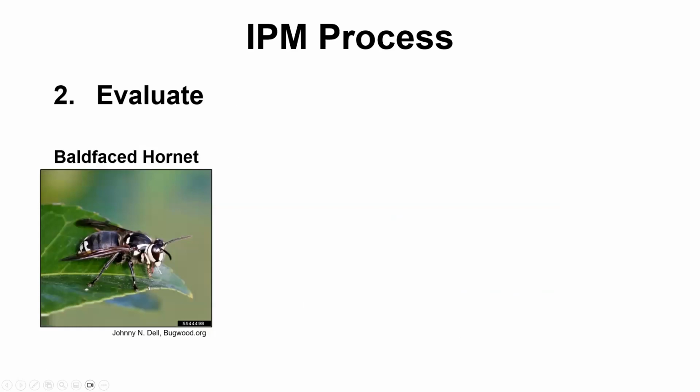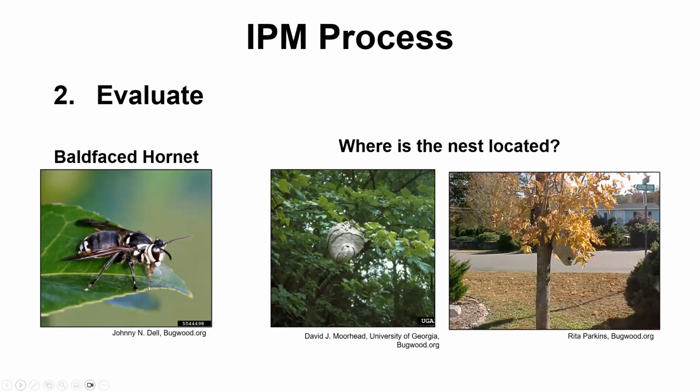All right, so the next thing is you're going to evaluate. So you have this pest. All right, do I want to treat it? Do I need to treat it? So for example, you see a bald-faced hornet. Now it's really going to depend where its nest is, depending if you want to knock it out, right? If the nest is in a tree in the back, way back from your house in the woods where you never go, and it's like 30 feet up in the tree, you can leave it.